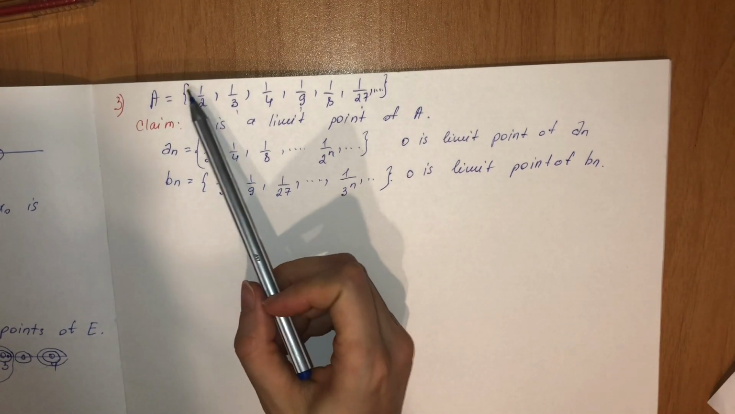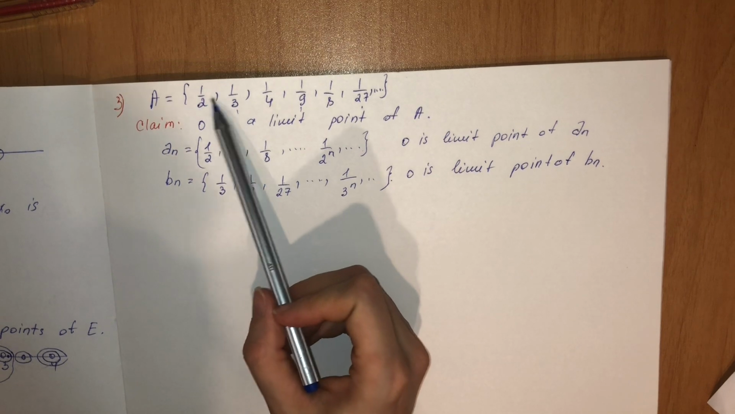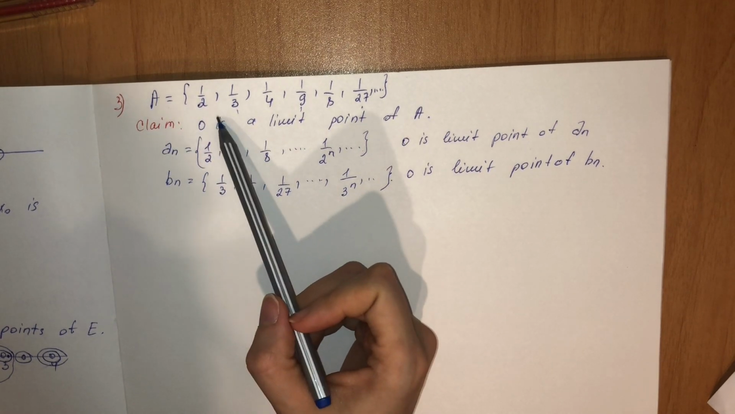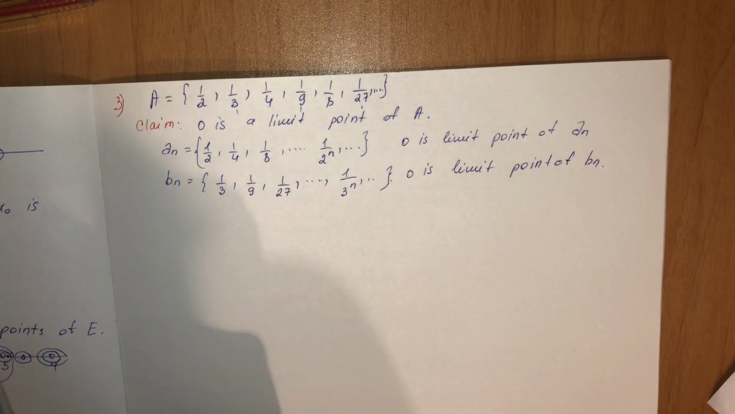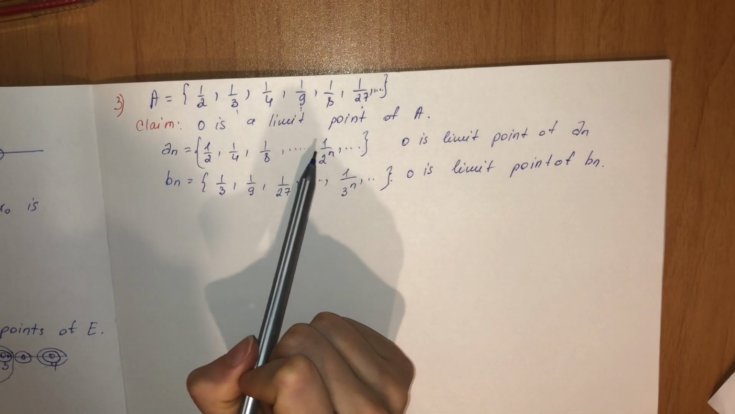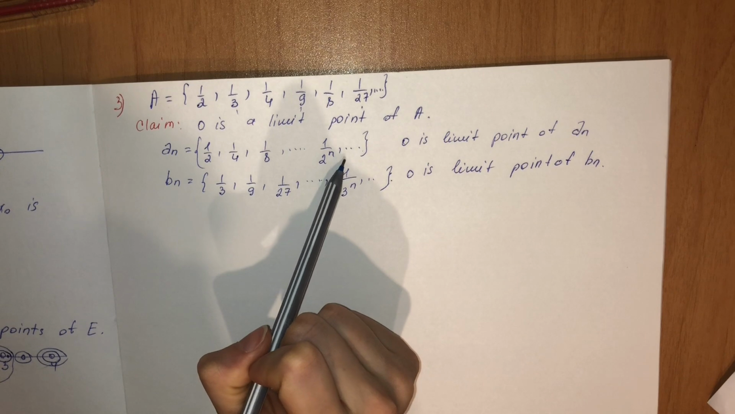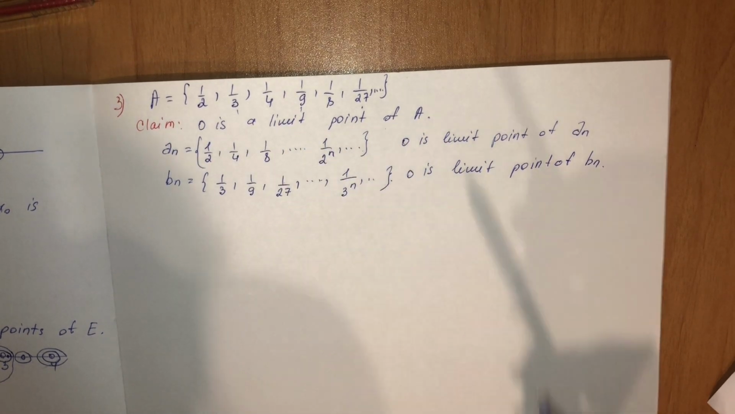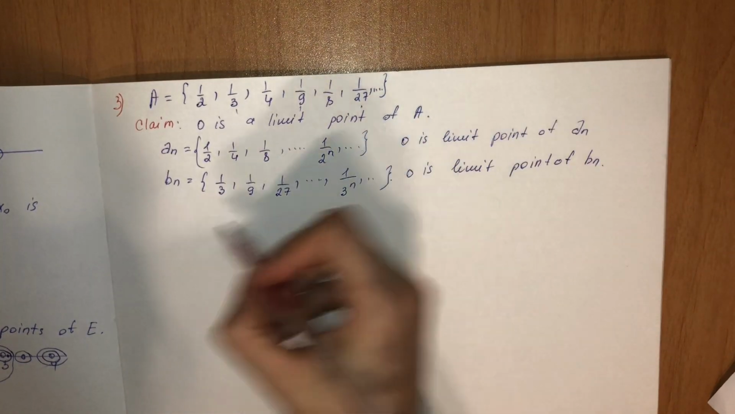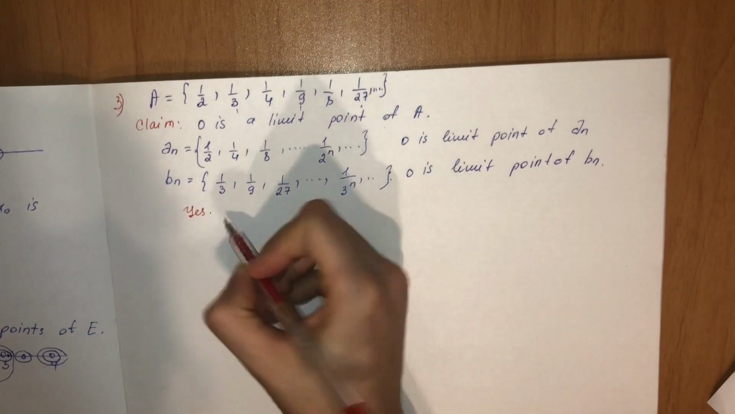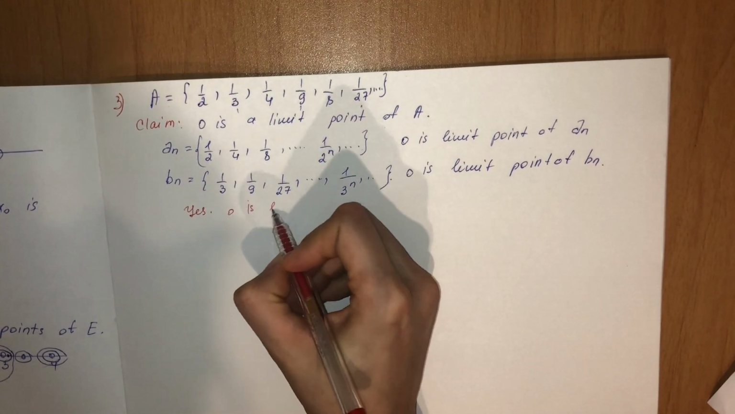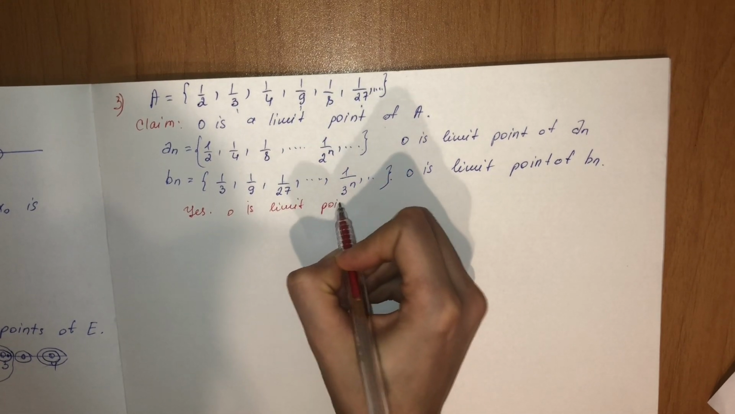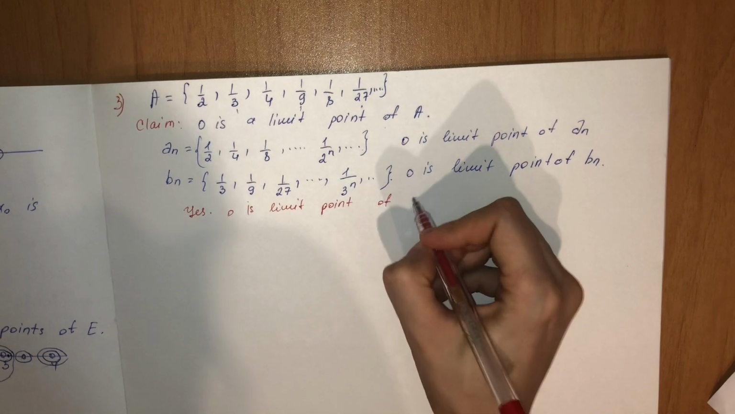If we choose any sequence from this set, we will find out that all these sequences converge to 0. So our claim is true. Yes, our answer is yes. 0 is a limit point of A.